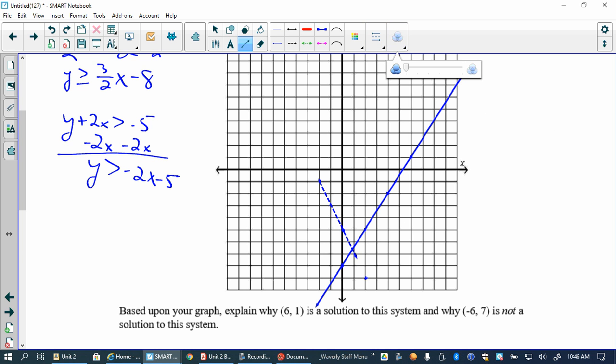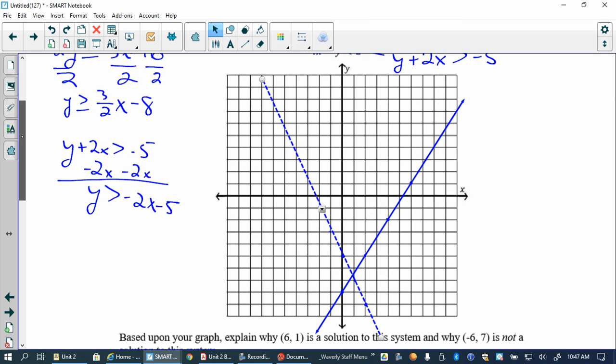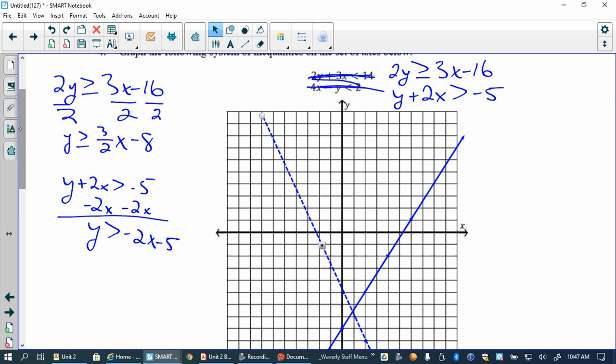Okay. Hey, that first solid line, which way does it get shaded? There's positive y greater than stuff, so what? Above. And our dotted line gets shaded above. So they're both above. So wasn't the solution set up in here? All right.